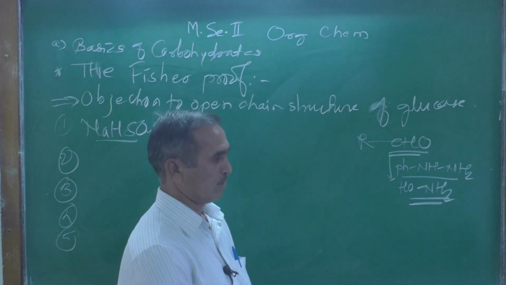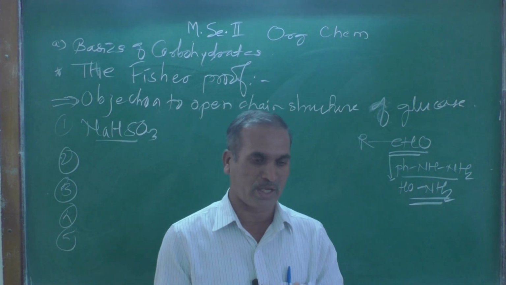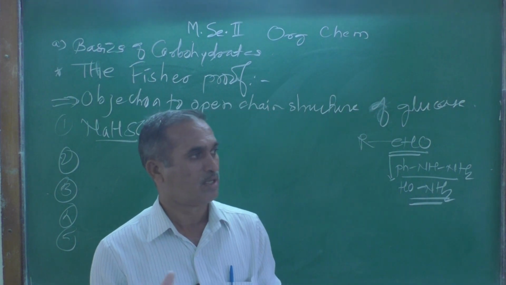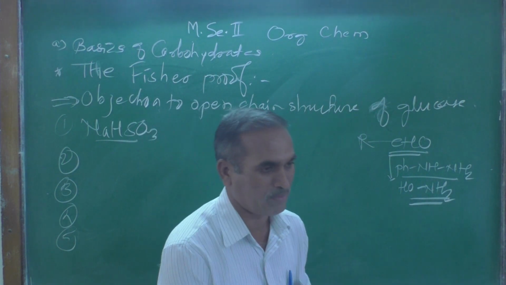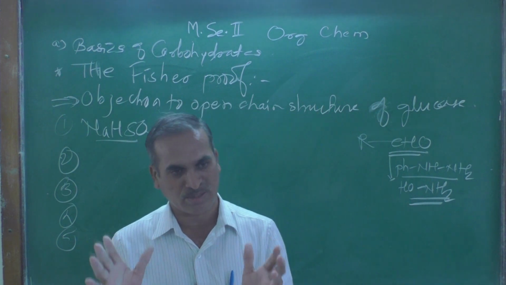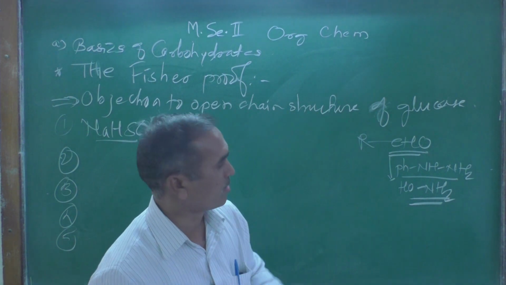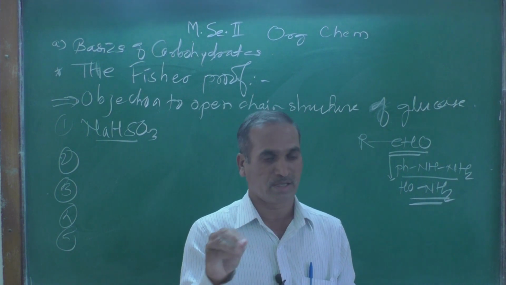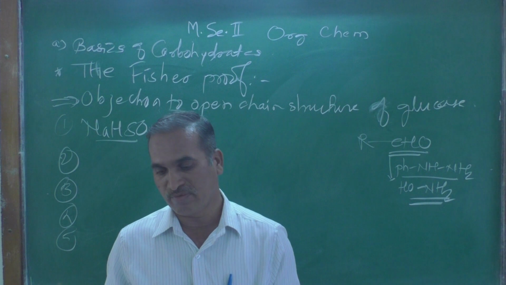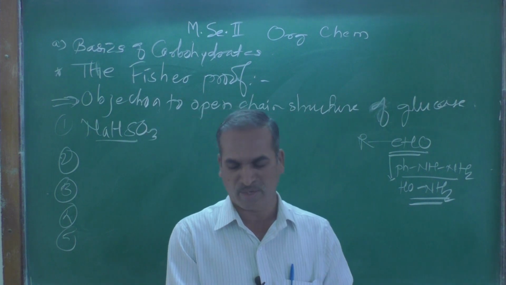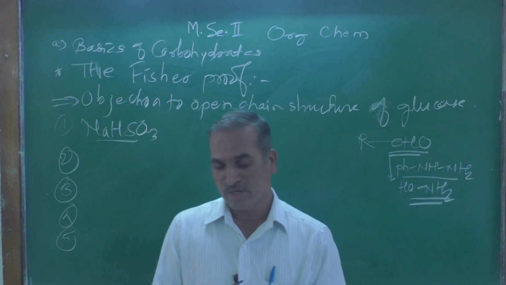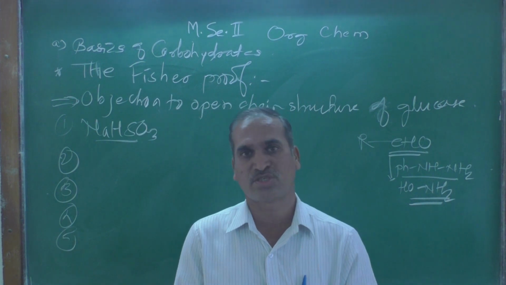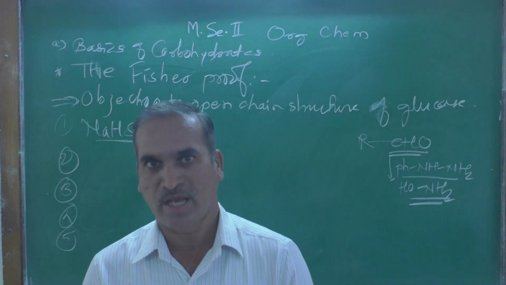Whatever we have seen today is important, that is epimers. With the help of some examples I have explained that term. Another one is the objections regarding the free CHO, and I have explained that also with some examples. Now the remaining we will see in tomorrow's lecture. Let us stop here today. Have a nice day. Thank you.